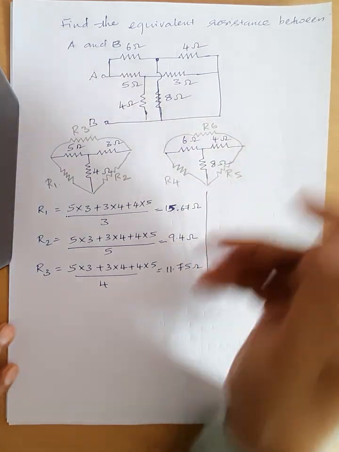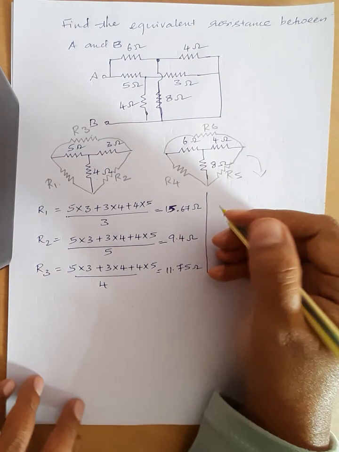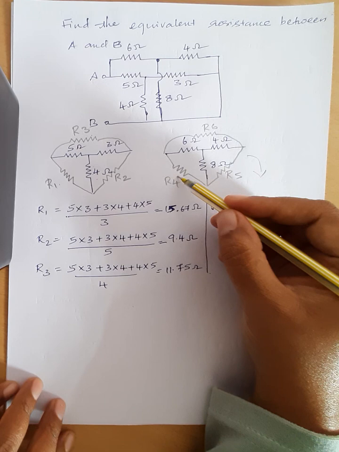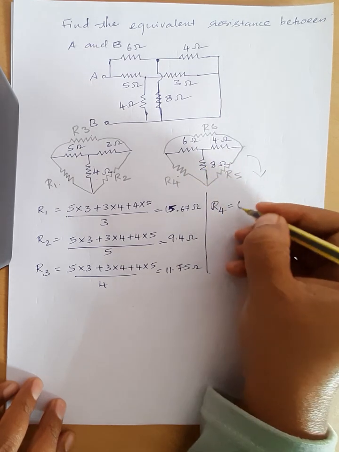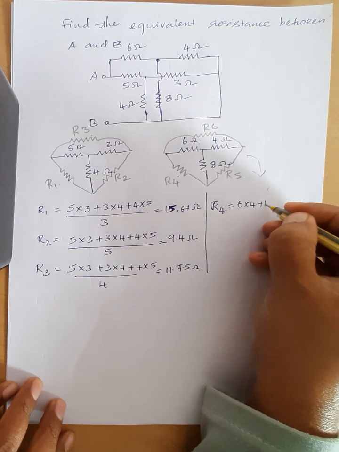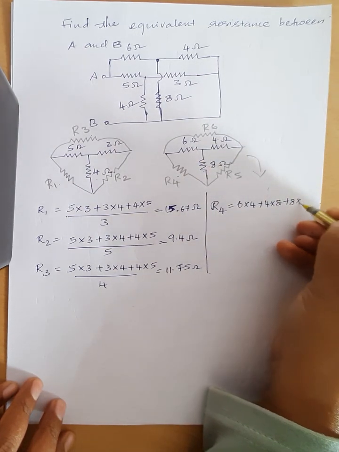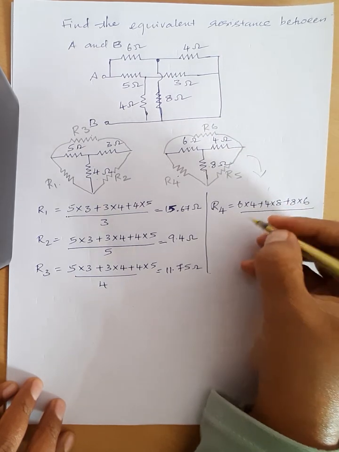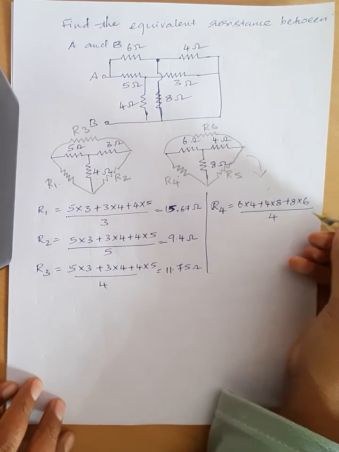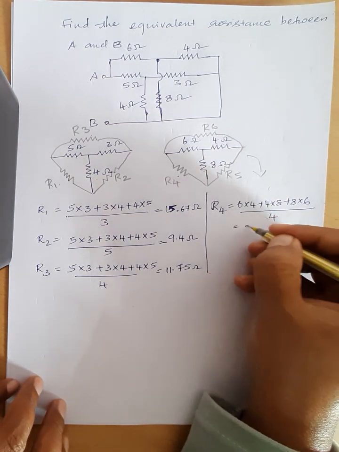In the same way, now you find out R4 and R5 for this network also. R4 will be equal to 6 into 4 plus 4 into 8 plus 8 into 6, divided by R4's opposite resistance, which is 4. You will get R4 as 26 ohms.